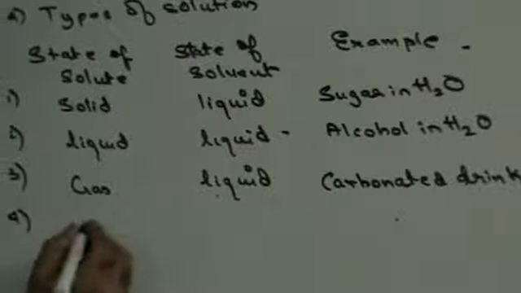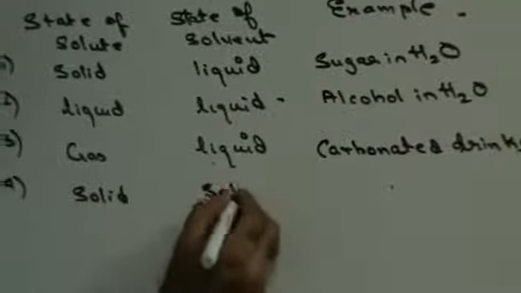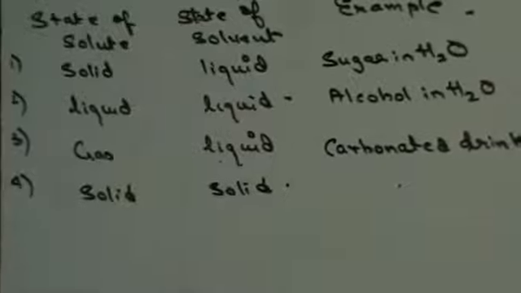Then you could have solid and solid, where the solute is solid and the solvent is solid. For example, all your alloys. Alloys are an excellent example of solid and solid. Then you could have liquid and solid. For example, if I were to put mercury in steel, mercury is in liquid state and steel is in solid state. So mercury in steel is an example of liquid and solid.